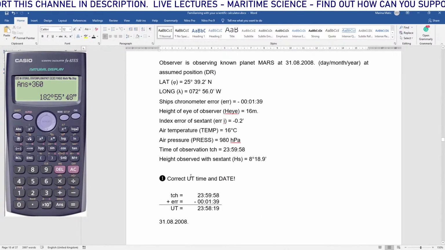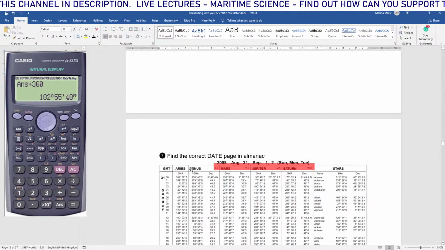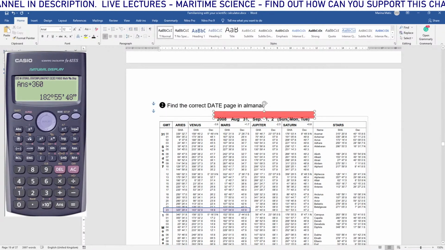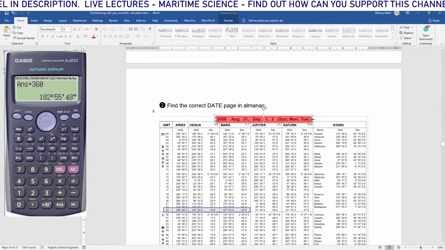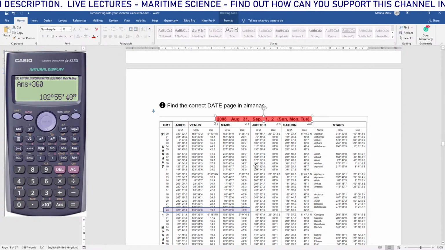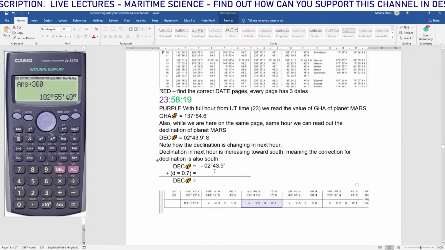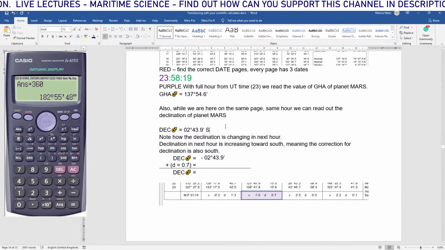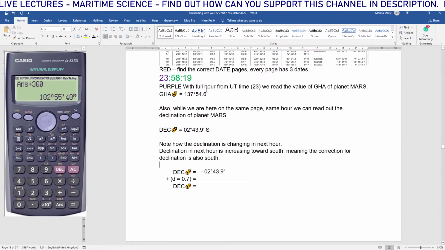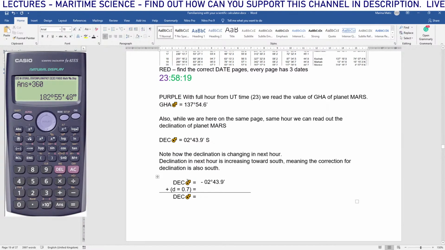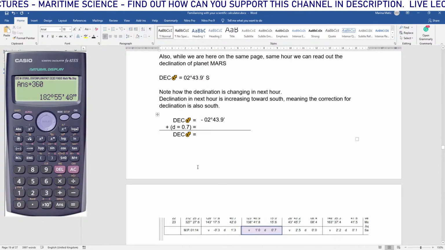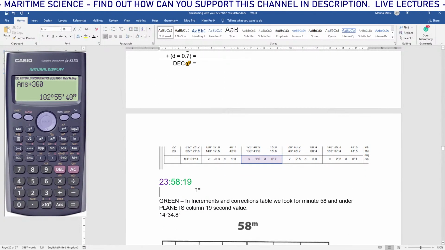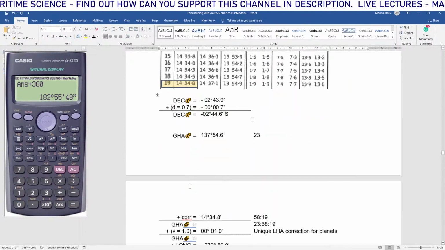And for planets, the procedure was identical. The only thing that was different is that planets have their own unique columns, and they also have their own unique corrections at the bottom of each page. So they have V and D values that you need to take in order to get the corrections. Also, for planets, you need to actually calculate the correct declination. For the stars, you don't have to, because the declination of a star doesn't change by much during the year, let alone the month, during the year.